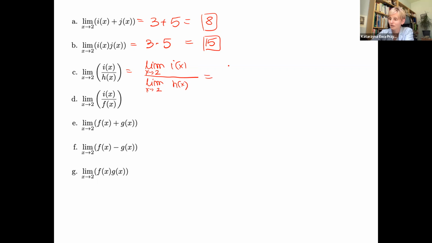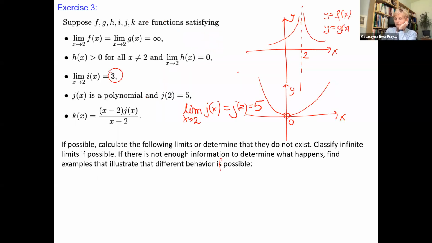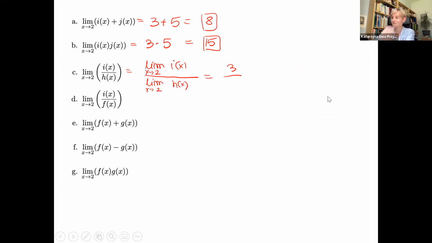I is 3, but what about h at 2? Function h, oh, we do have a problem. The limit of h at 2 was 0. Okay, but everything is positive. That means this is 0, but since the values of h near 0 are positive, that means it's positive 0.